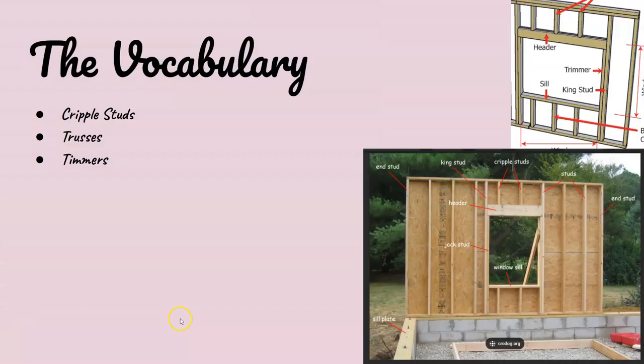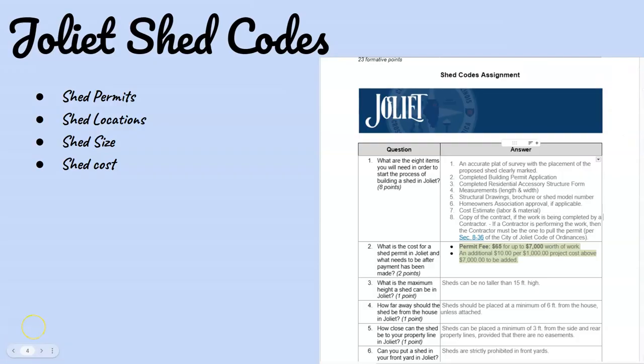Later, we build these three main parts in AutoCAD and finally complete the cutting and construction of the sheds. Our first step begins with researching the important vocabulary of certain wooden parts within our shed kit instruction packet. Parts we will be creating are such as cripple studs, trusses, and trimmers. Using a link that was provided to go to Joliet Government Shed Codes and Regulations, we find important information such as shed permit, shed location, shed size, and shed costs.